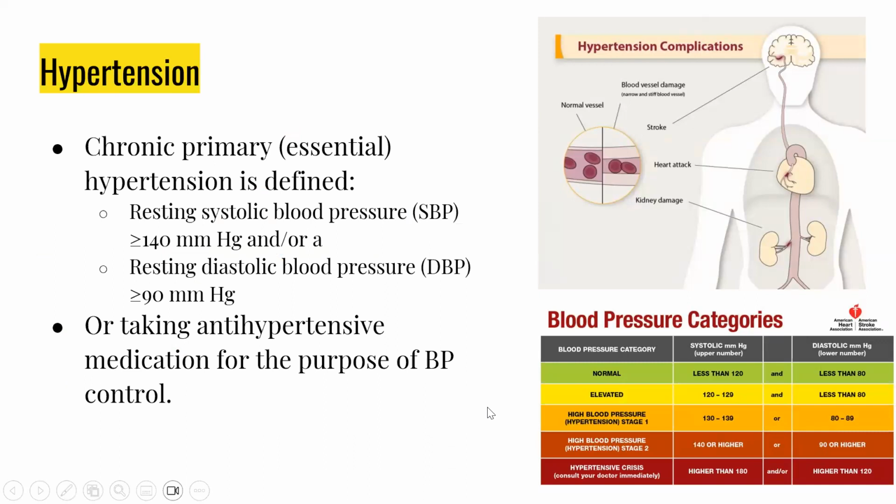Now let's talk about hypertension. Chronic primary essential hypertension is defined as resting systolic blood pressure of over 140 and resting diastolic blood pressure over 90, or taking antihypertensive medication for the purpose of blood pressure control. These are your blood pressure categories.